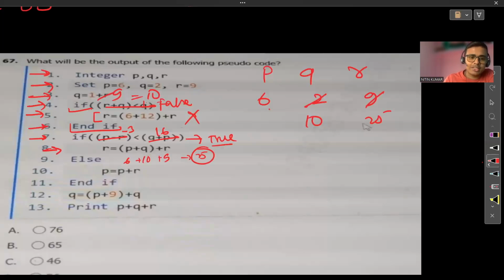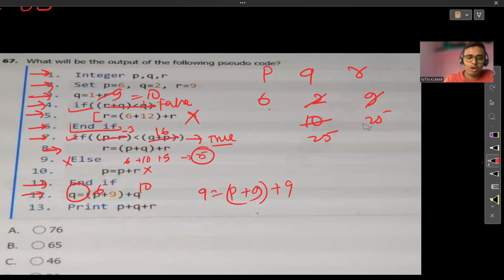Now, since this if is true, this else will not be executed because the if has already been executed. So this will not be executed and here the if condition ends. Now we are moving to the 12th line, and the 12th line says Q equal to P plus 9 plus Q. The value of P is 6 plus 9 and the value of Q is 10. So 6 plus 9 is 15, plus 10 will be 25, and it will be assigned to Q. So 25 will now be assigned to Q.